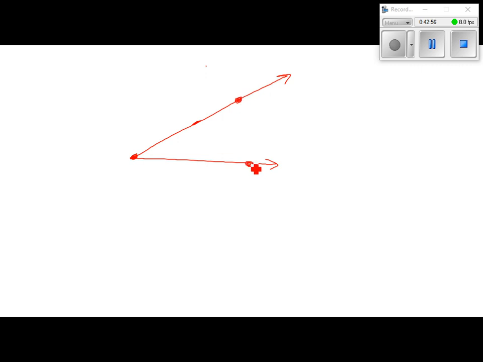Give me some letters. ABC. So we got angle ABC here. We know it's 32 degrees because we made it that, right? So I want to bisect it. If I bisect a 32 degree angle, what am I going to be at? 16. That's somewhere about in there.